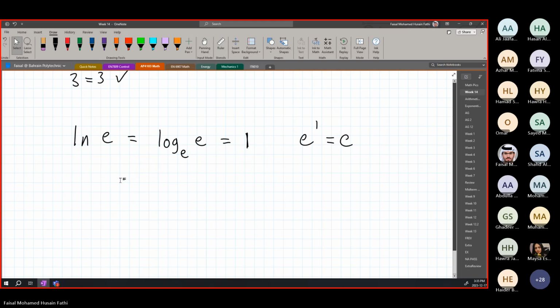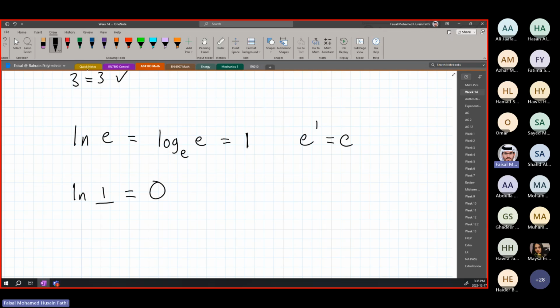Then, what is ln of 1 equal to? Let's see how many people will be able to solve this. 0. Any ln of 1 or log of 1 is equal to 0.